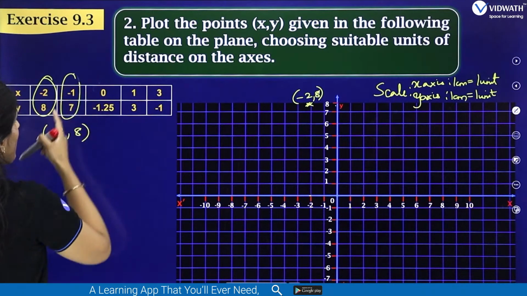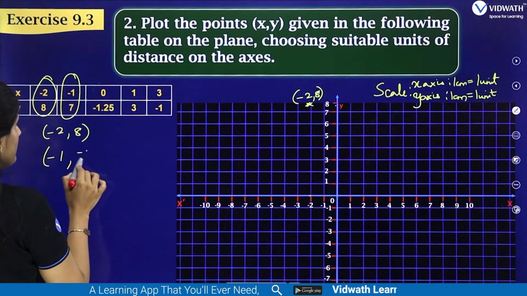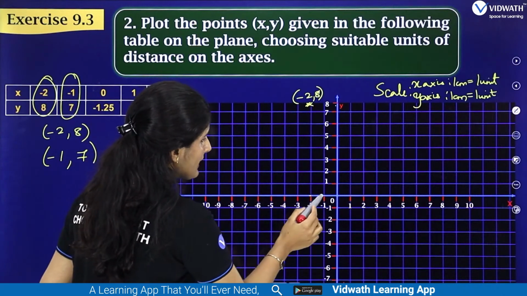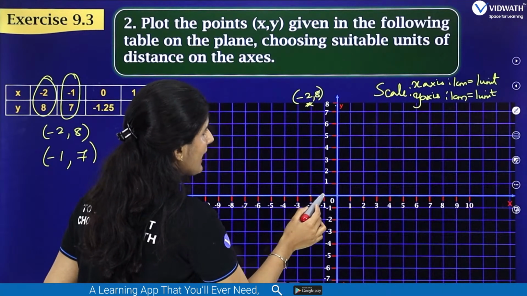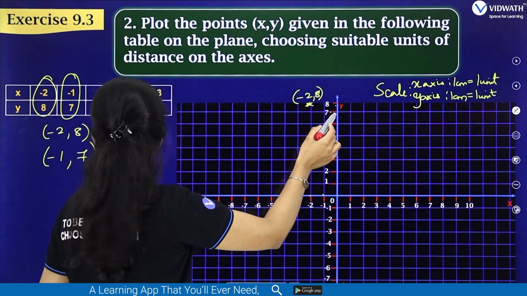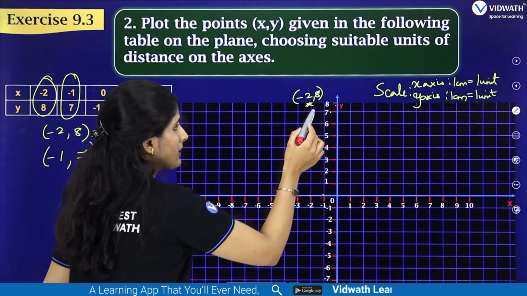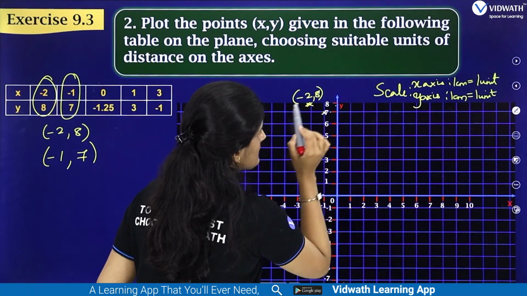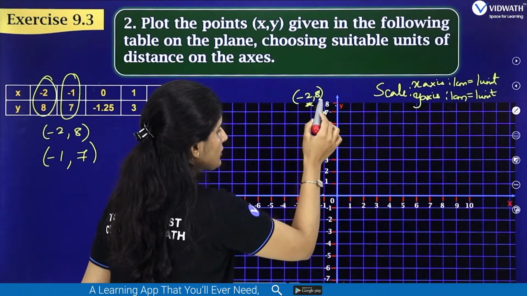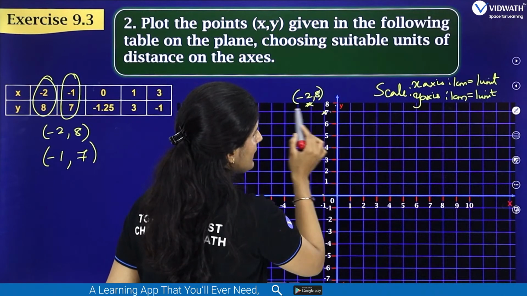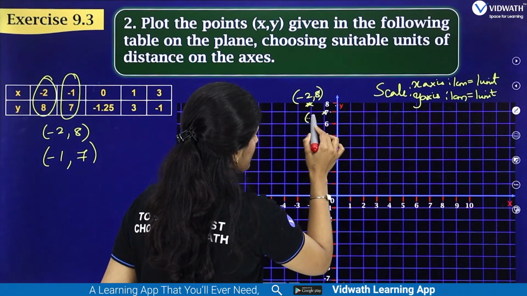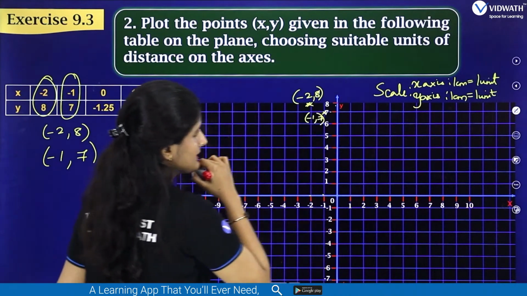The next one, minus 1, 7. The x coordinate is minus 1, y coordinate is 7. We have minus 1 here on the x-axis and we have 7 here on the y-axis. Therefore, the location of the point will be at this point where the lines passing through minus 1 on the x-axis and 7 on the y-axis will intersect. So, this has the coordinates minus 1, 7.